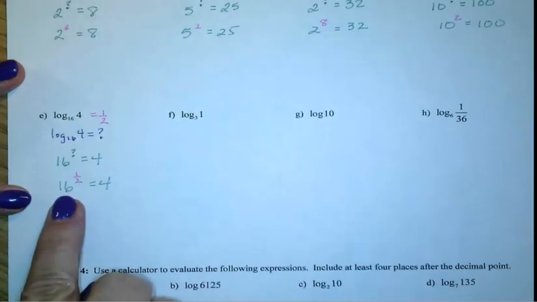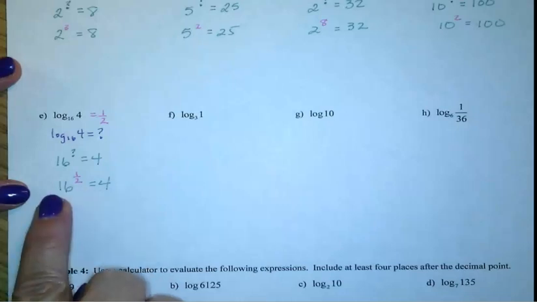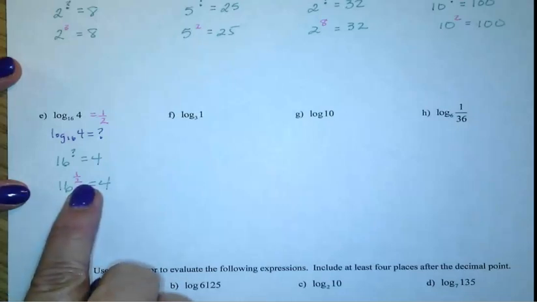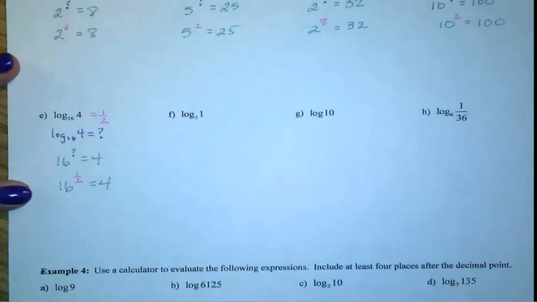So sometimes we have to work with the numbers that we have. We might have to change them to a fraction. We might have to use a negative exponent. In this case, we had to recognize that 4 is the square root of 16, and the square root is just the power of 1/2. All right, let's look at the next one.